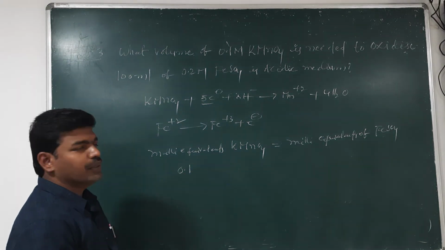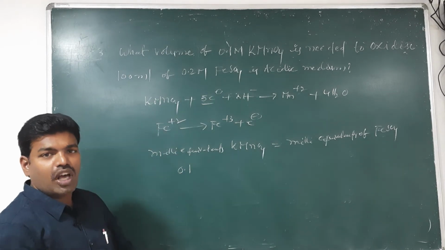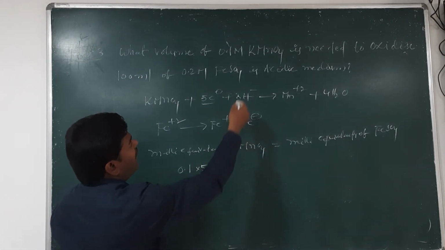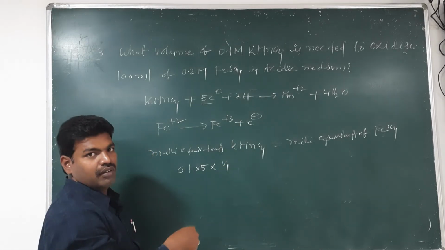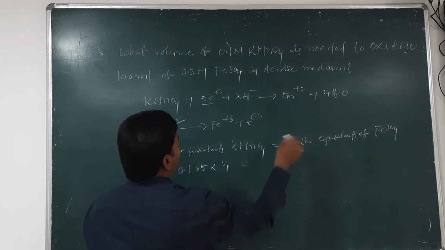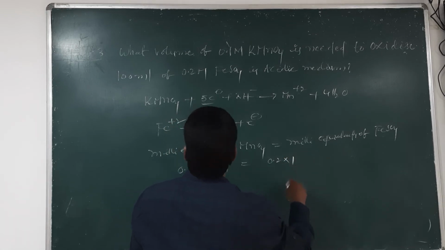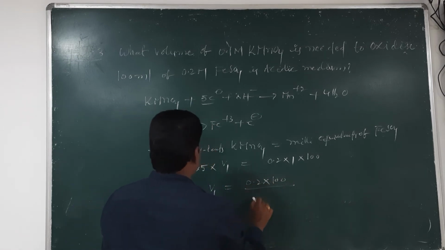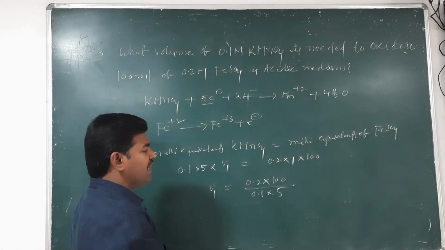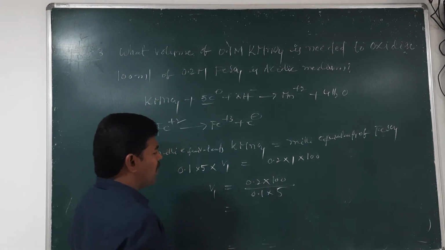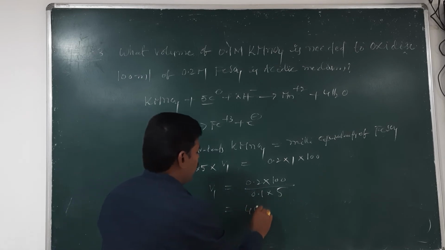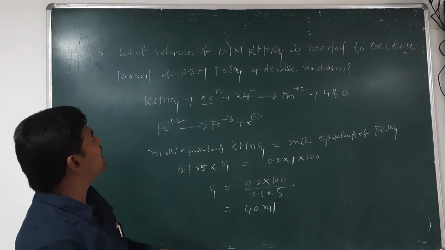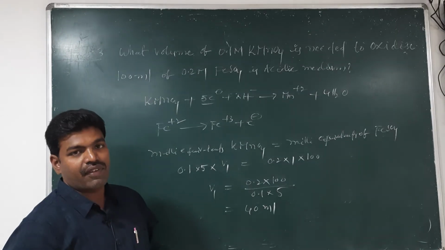So 0.1, and how can we convert the molarity into normality? By multiplying by the n factor. Here the n factor is 5, so 0.1 into 5, into its volume, which should be calculated. And milliequivalents of FeSO4 is 0.2 into n factor 1 into 100. So V1 is equal to 0.2 into 100 by 0.1 into 5, which is equal to 40 ml. So 40 ml of KMnO4 is required to oxidize the 100 ml of 0.2 molar FeSO4.